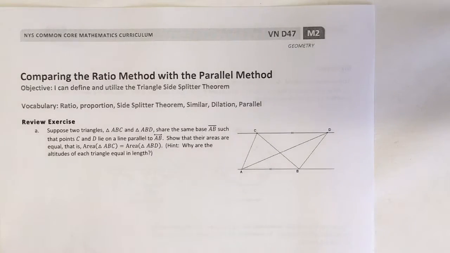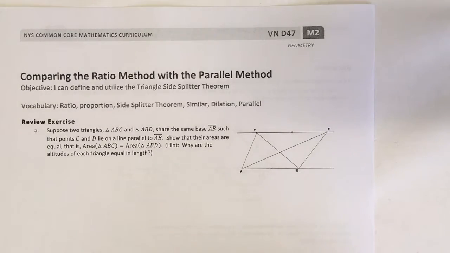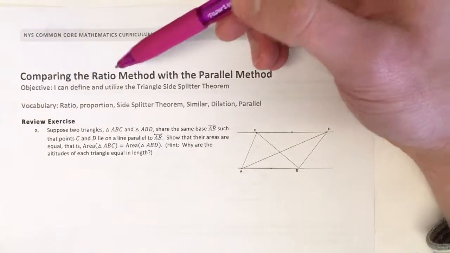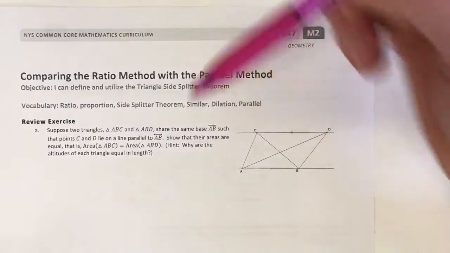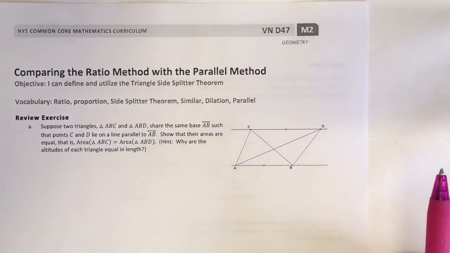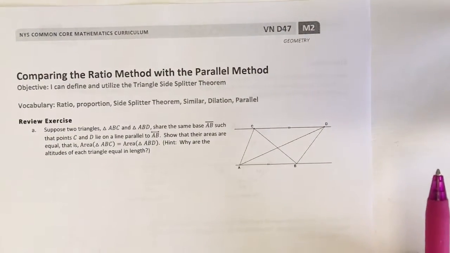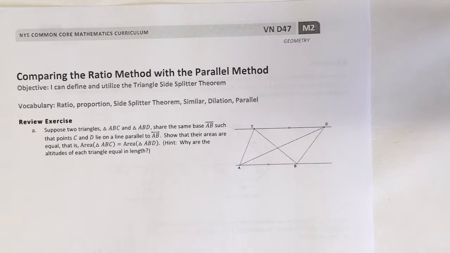Hello, today we're going to continue talking about dilation and the similarity that can be seen from dilations. But first I thought I would talk about some review topics for you guys. So our objective is ultimately we can define and utilize the triangle side splitter theorem. And some of the vocabulary we're going to use are ratio, proportion, side splitter theorem, similar, dilation, and parallel.